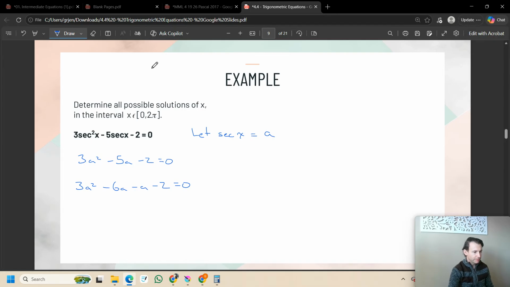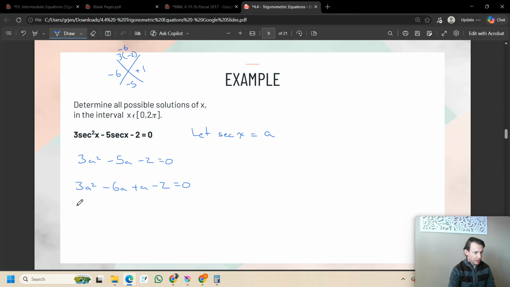How did I know that? I multiply 3 times minus 2 and I get 6, but it's negative. And then I want to add to minus 5, and those numbers are minus 6 and plus 1. Forget I saw any of that. Okay, so now I just go ahead and factor this.